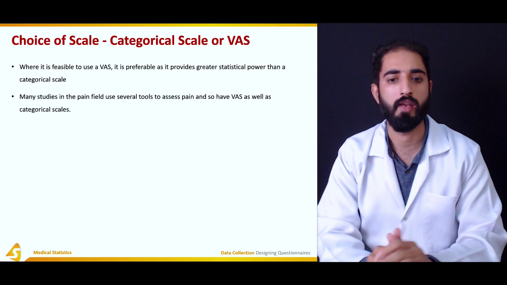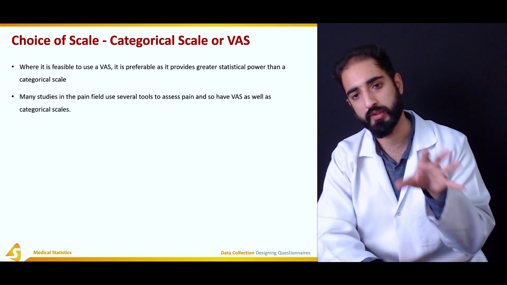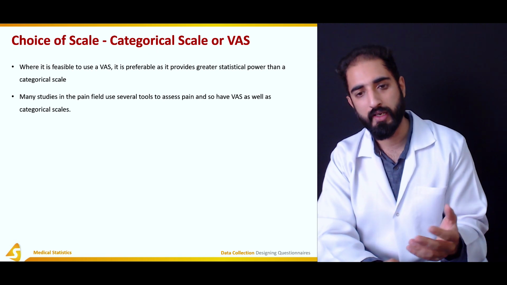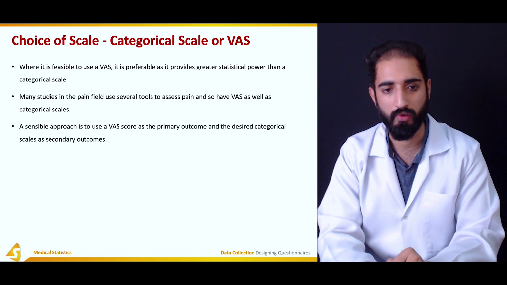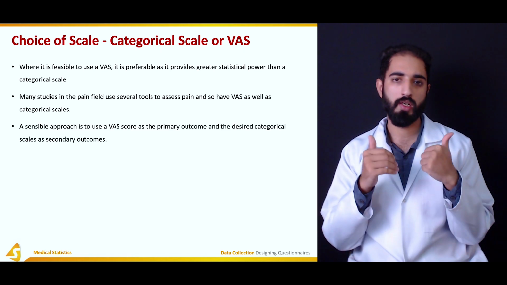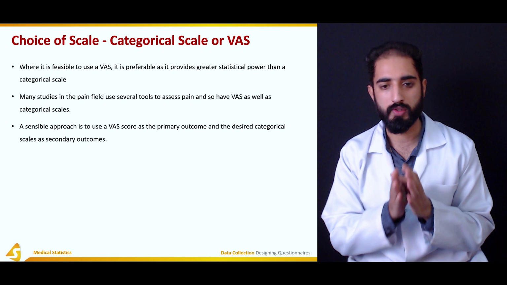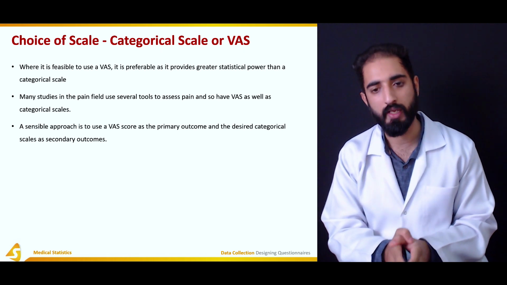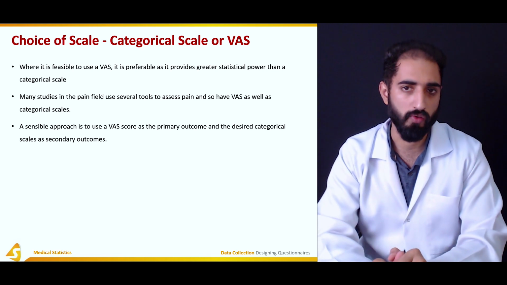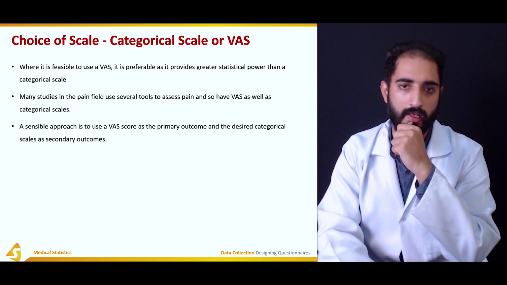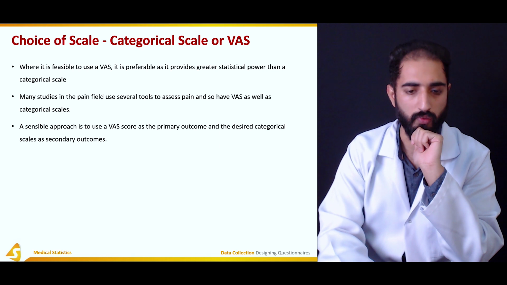Many studies in the pain field use several tools to assess pain. Whenever that is the case, they have a VAS as well as categorical scales. So a sensible, or correct, approach would be to use the VAS as the primary outcome measure and the desired categorical scale as secondary outcome measures or variables. And that would be the best way to do it.